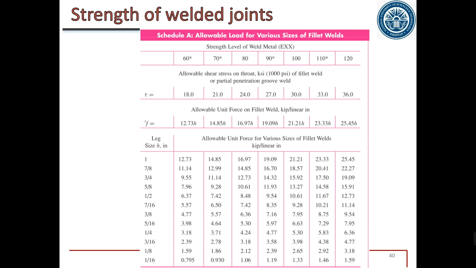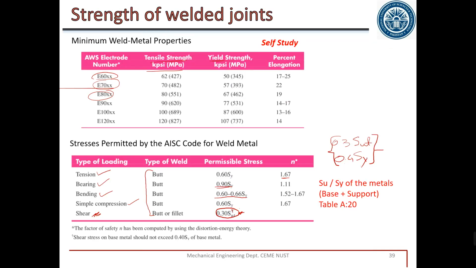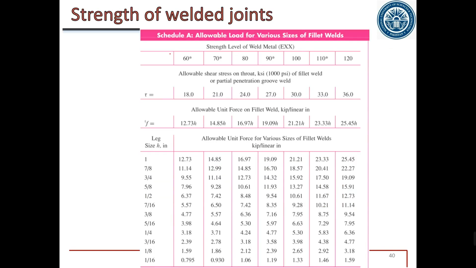This is the last slide. After that, this is the end of the lecture. In the previous slide you know that we have electrode numbers 60, 70, 80, 90, 100 and 120. These are the maximum amount of stresses that can be applied on each electrode. This figure is in the inch system. In the book, you have these values in millimeter or MPa.